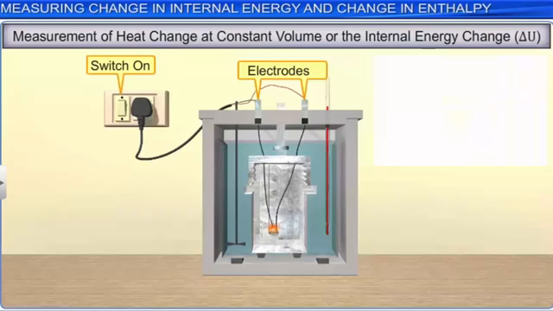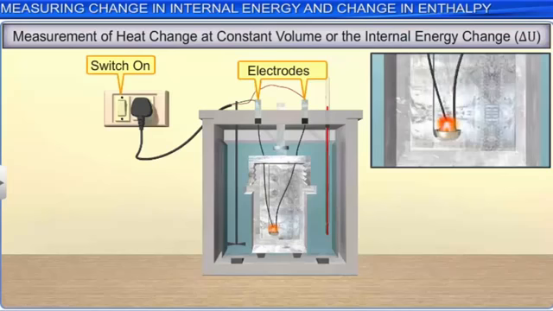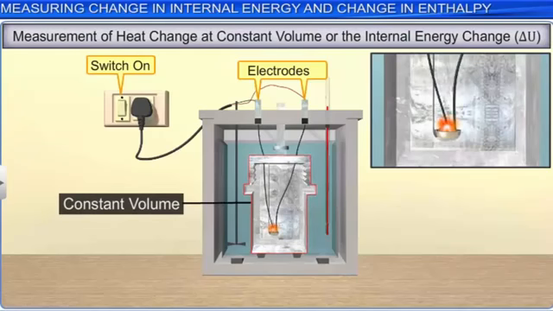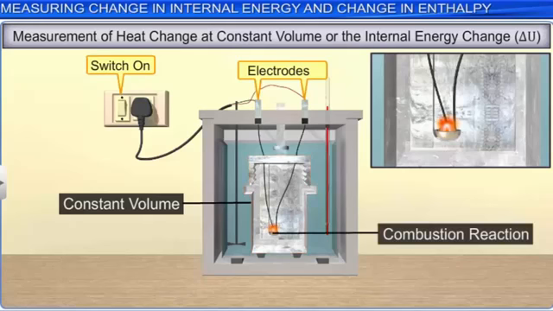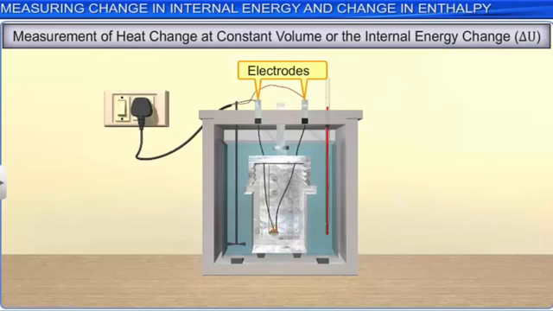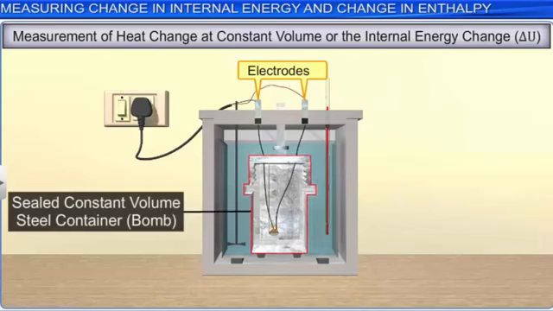The reactions that can be most easily studied under constant volume conditions are the combustion reactions, and the apparatus used for this purpose is called the bomb calorimeter. It consists of a sealed constant volume steel container known as the bomb, in which the reaction takes place. The bomb can withstand high pressures.